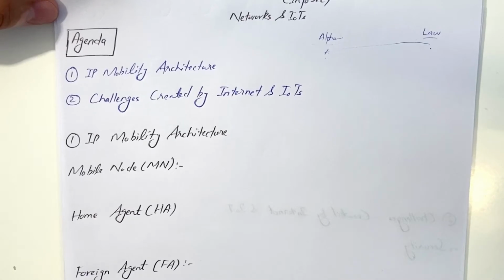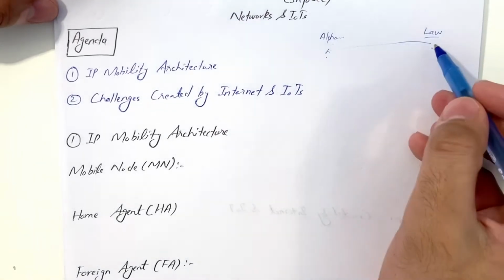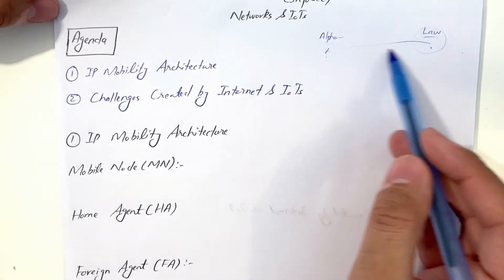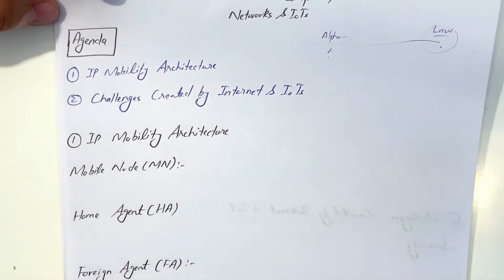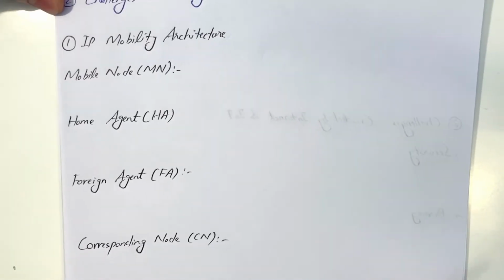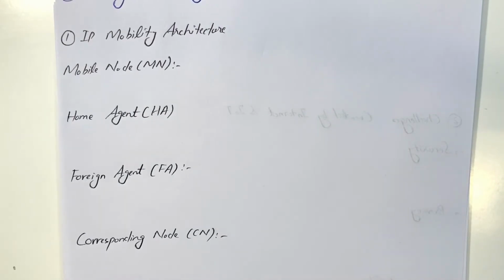If you move from one location to another location, there will be another router, and that particular router will have another set of IP addresses, so you will get a new IP address when you get to the new location. So we will discuss how this handover actually works. So let's start. Before we understand the architecture or how this handover works, we need to understand the characters of IP mobility, starting with the mobile node.